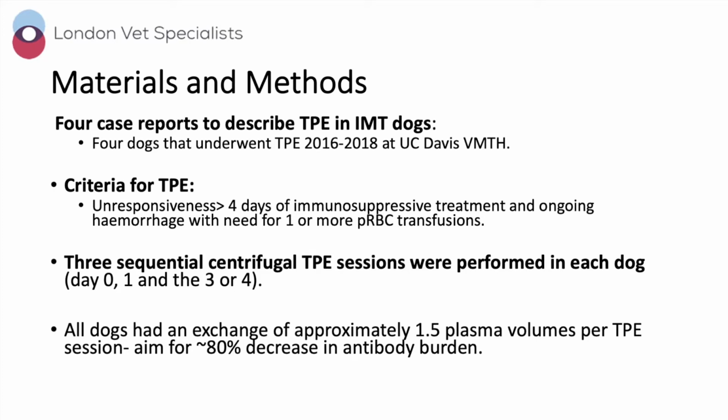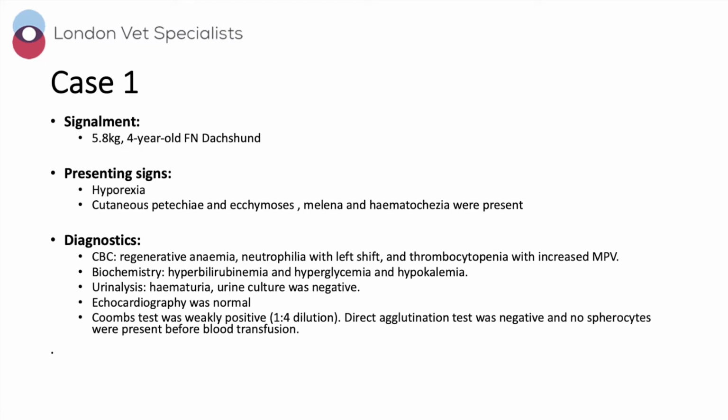All of the dogs in the study were also confirmed to be primary IMTP dogs with thoracic and abdominal imaging and the exclusion of infectious diseases and neoplastic causes that might cause a secondary IMTP.